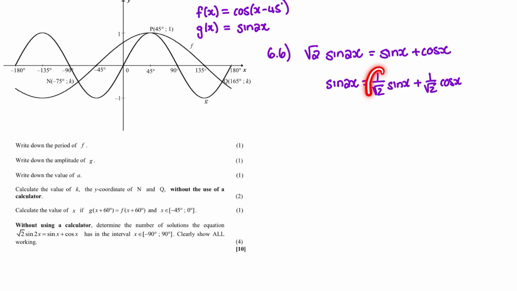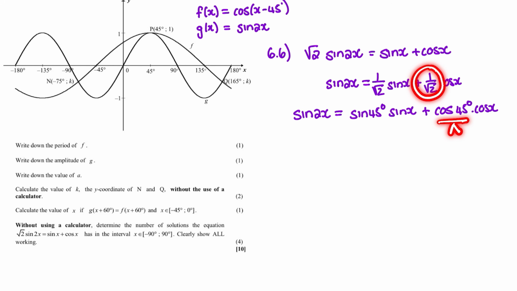And I'm also writing this as multiplying. This value of 1 over root 2 is actually the result of a special angle. So we have sine of 2x is equal to sine of 45 degrees times sine x plus cos of 45 degrees times cos x. So can you see I'm rewriting 1 over root 2 as the sine of 45 and 1 over root 2 as the cosine of 45, because those are the results of our special angles.